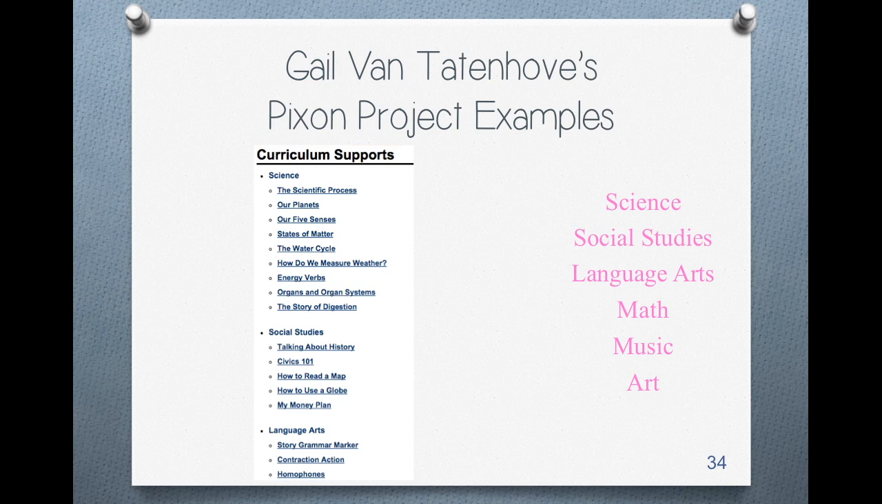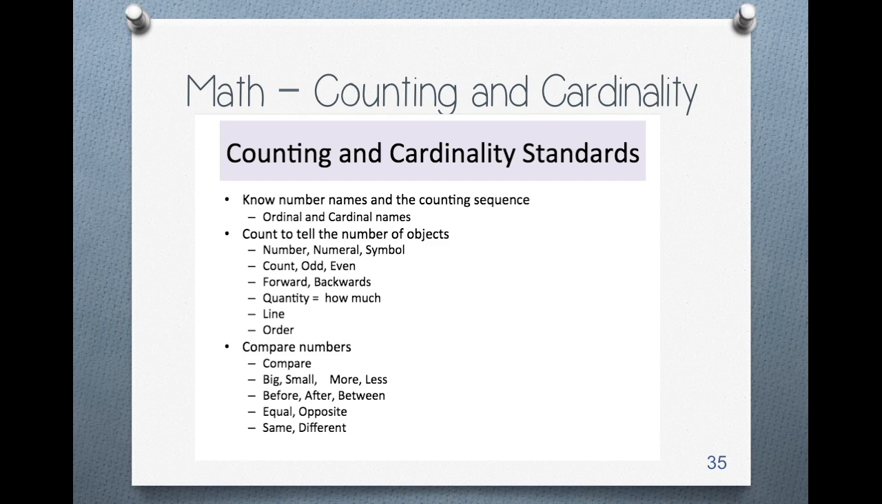And then you will see a list of all kinds of examples, from science to social studies to language arts to math to music to art. And you can click on those, and it will usually take you to a PowerPoint or PDF example of, I believe it was mostly high school curriculum that Gail has translated in various ways into using descriptive language, and then into her Pixon representations. But they work for everybody. So I'm just going to run through a couple of these, and then show you some of the supports that I've included in the resource guide.